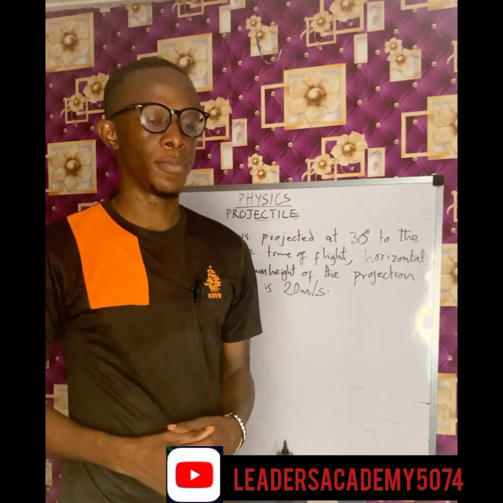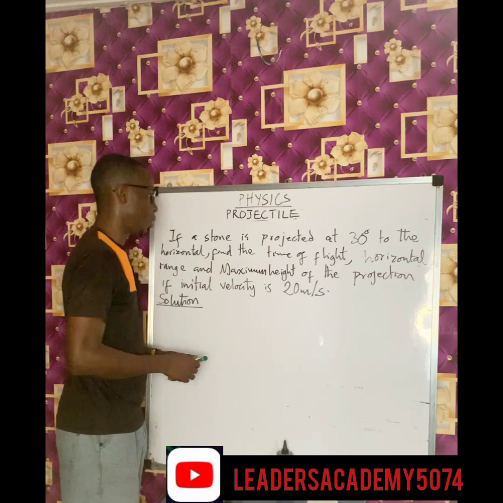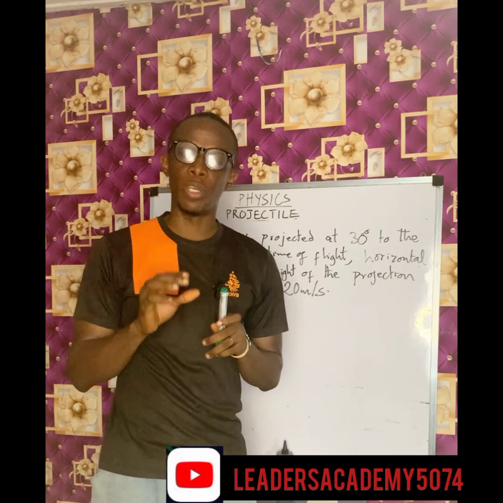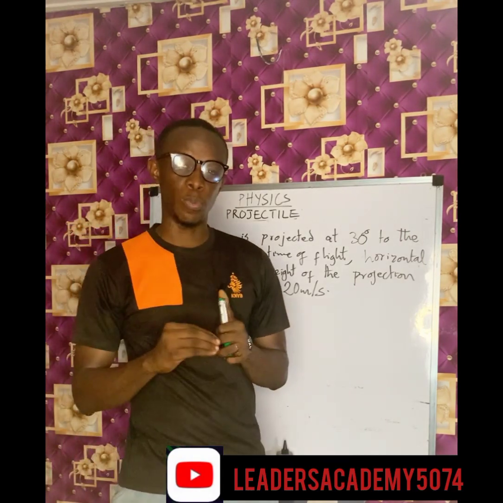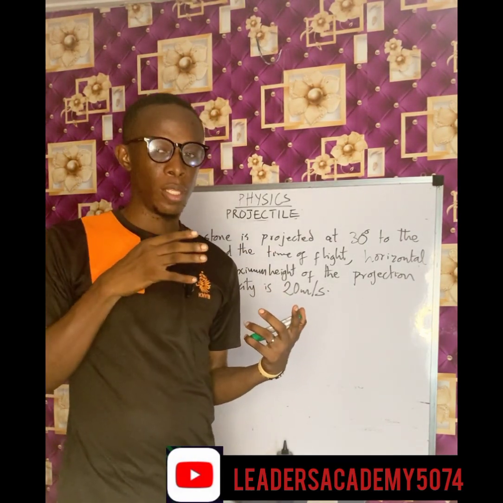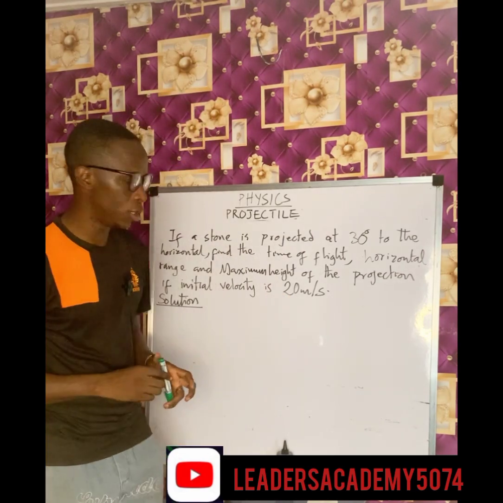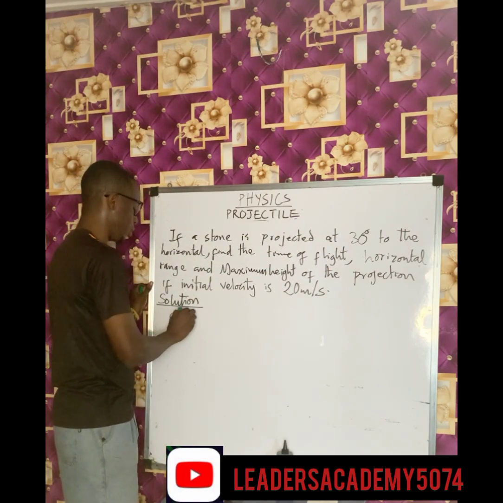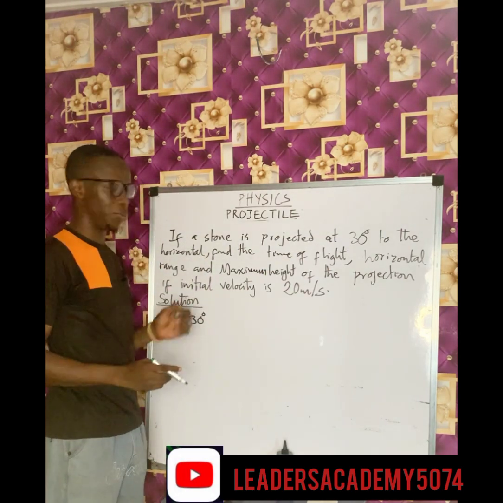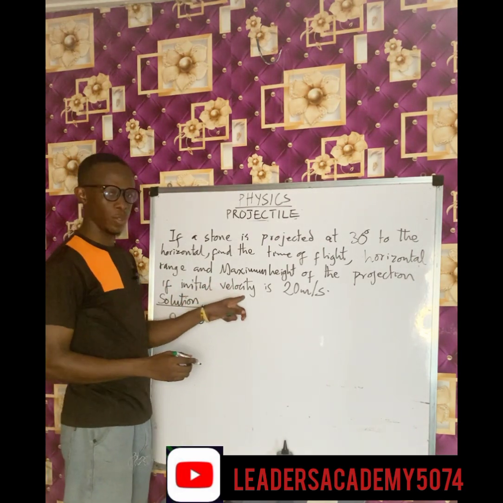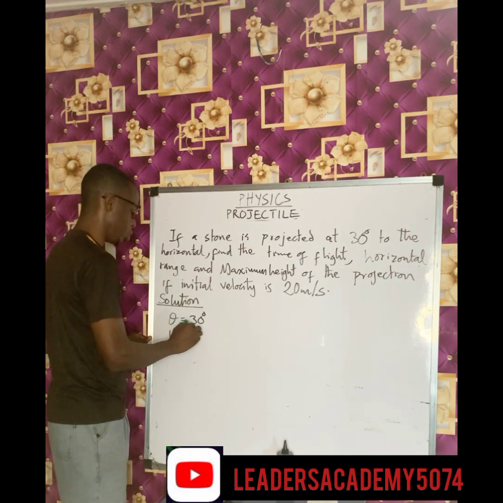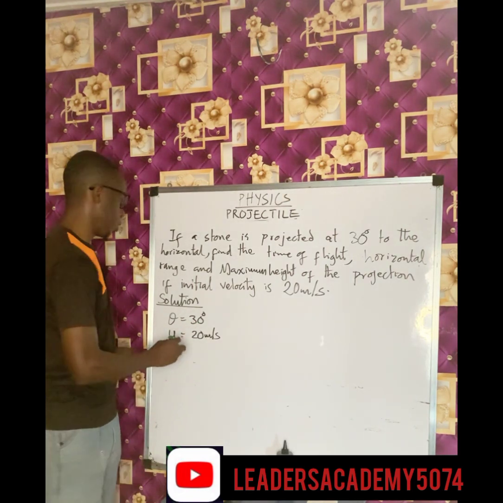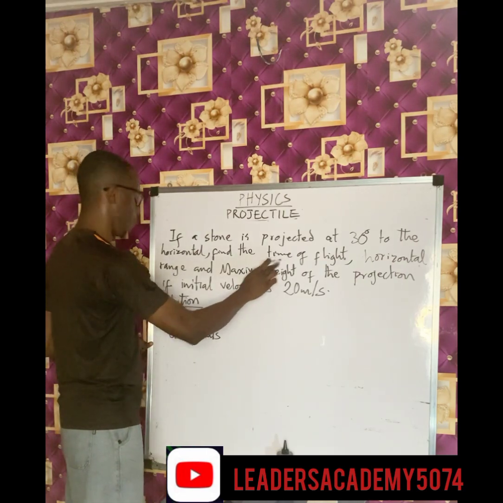Welcome back to the class. Now, we are to solve this question. The first thing you do in physics is to get your given parameters. With those given parameters, you'll be able to know the formula to use in solving. So here, in this question, we have our angle theta to be 30 degrees, and the initial velocity u equals 20 meters per second.